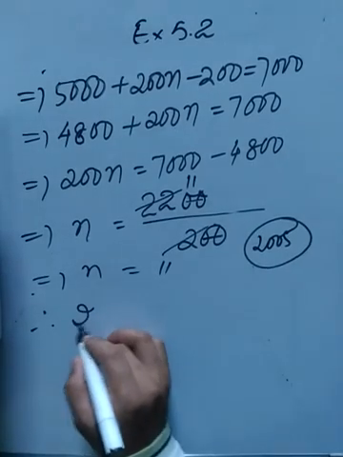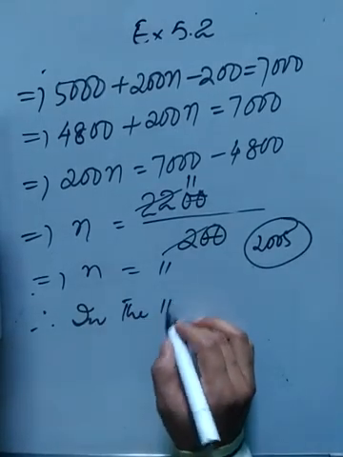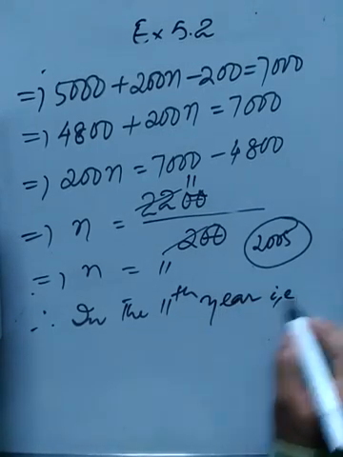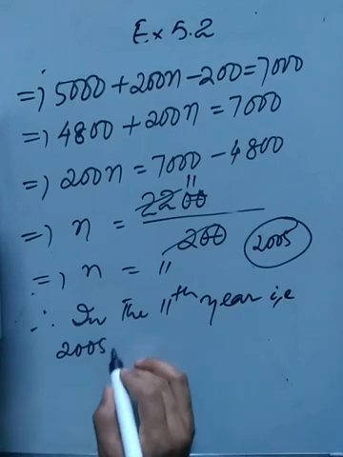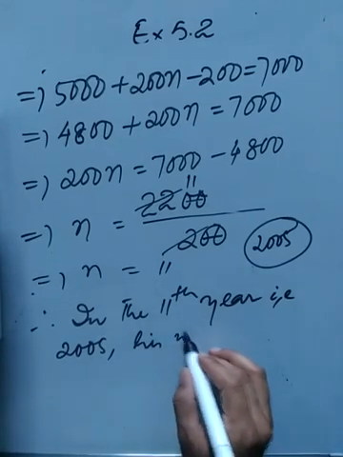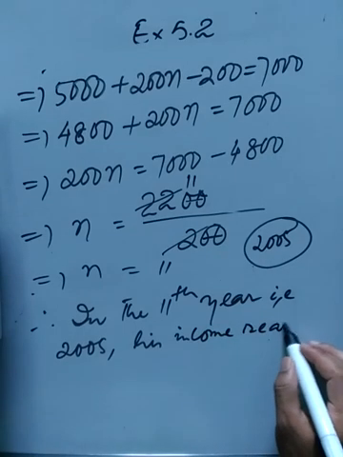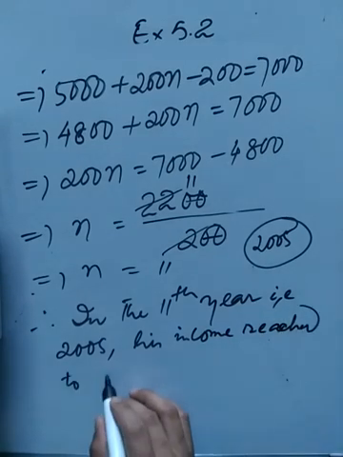Therefore, in the 11th year, that is 2005, his income reaches rupees 7,000.